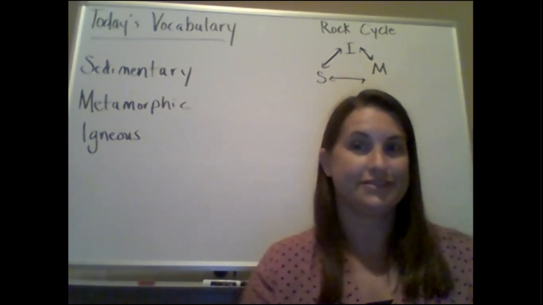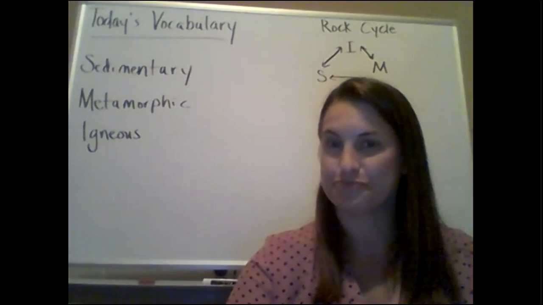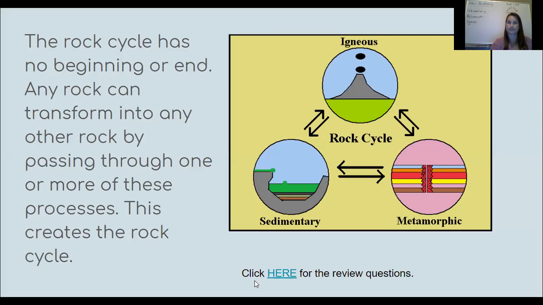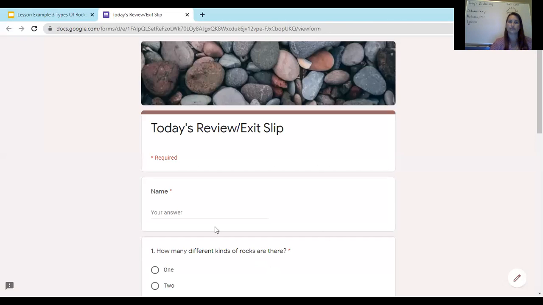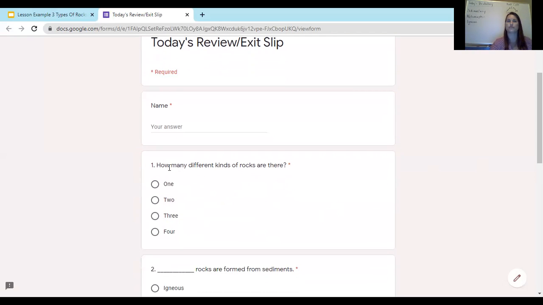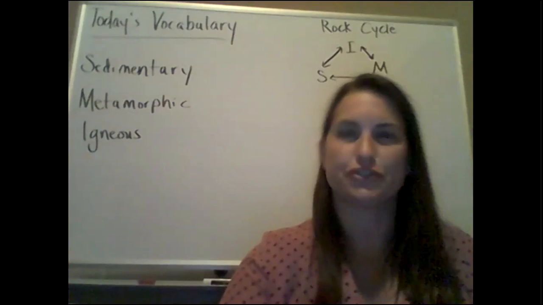So I would like to know what you have learned today. If you will go back to the slideshow that was shared with you, right here at the bottom of the picture, you'll see it say, click here for review questions. And that's how you get to your exit slip. So go ahead and put your full name for me. And you've got 5 questions. Like number 1, we'll go over that. How many different types of rocks are there? And you just click the one that is correct. And that way I have a little review and just know what you've learned.